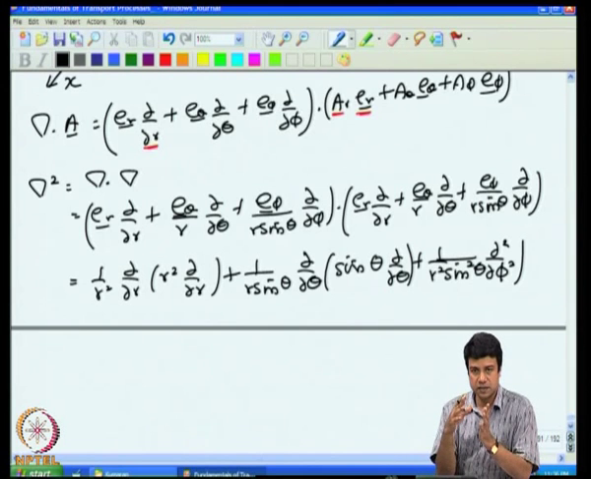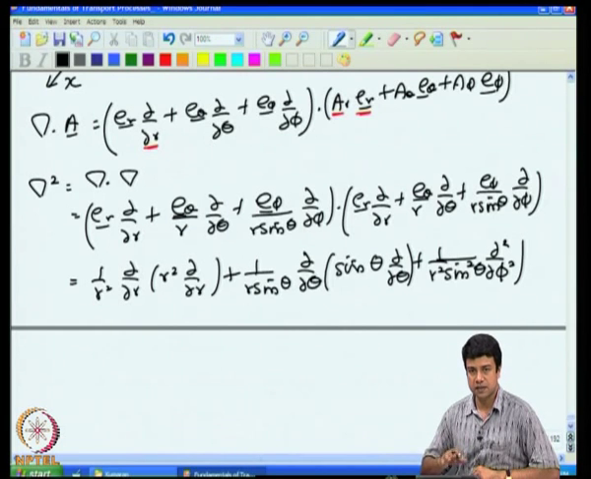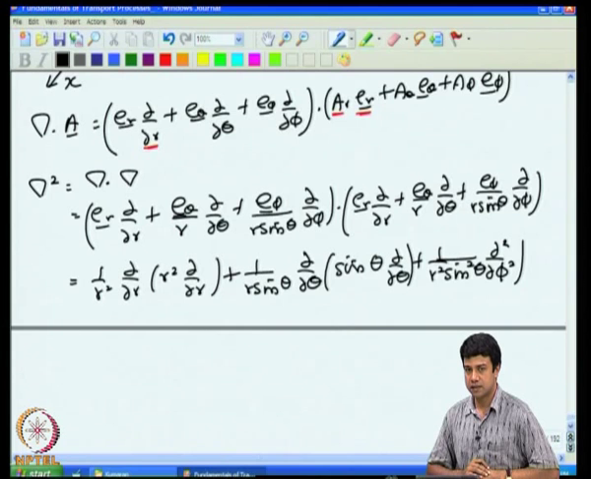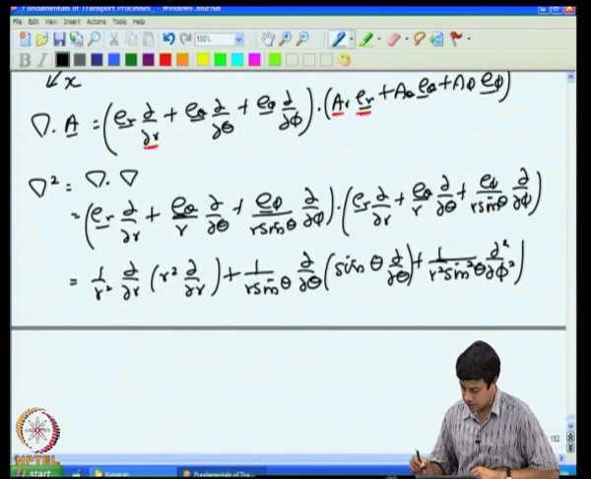Whether you do it by shell balance and then take the limit of delta r, delta theta, delta phi going to 0, you get a differential equation, identify the terms in that differential equation as the divergence and the Laplacian, or you take directly the derivatives of the unit vector. Both of these give you the same result. We will not do the second way by taking the derivatives of the unit vector, because we have not yet studied how to look at derivatives of vectors and tensors in vector calculus. But if you do it that way, you will get exactly the same result.